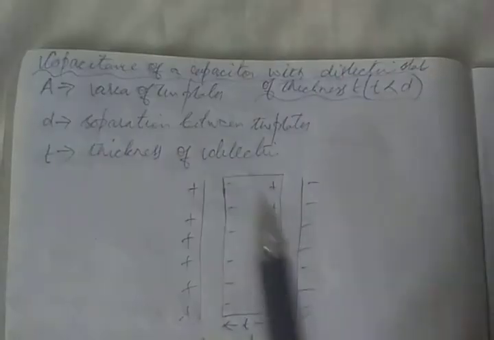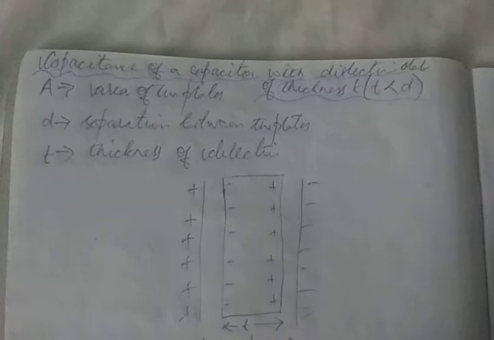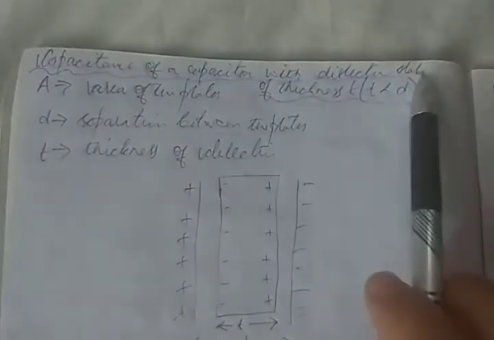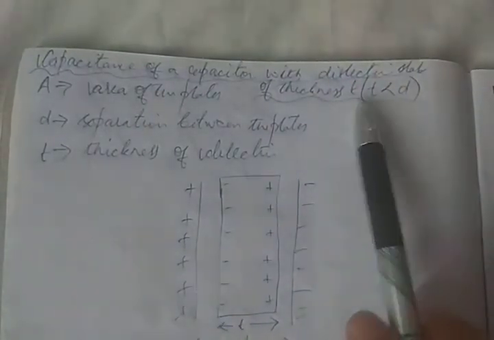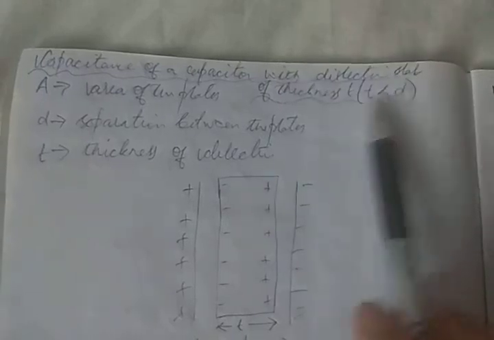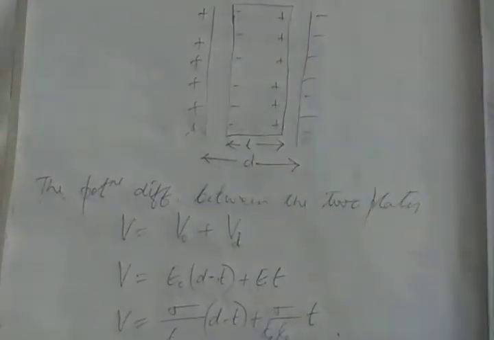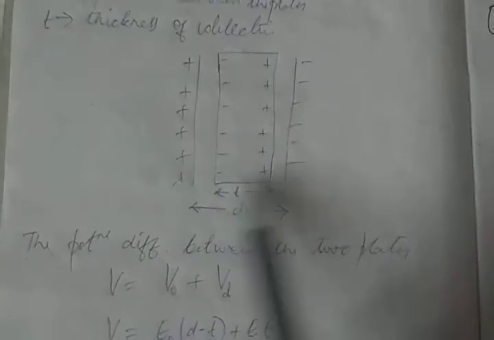Okay, class 12, the topic that we are going to discuss today in this video is the capacitance of a capacitor, of course a parallel plate capacitor, with a dielectric slab of thickness t in between the two plates, where the thickness t of the dielectric substance is lesser than small d, where d is the separation between the two plates. So what we basically have is a parallel plate capacitor, and in between the two plates we have inserted a dielectric substance having thickness t.